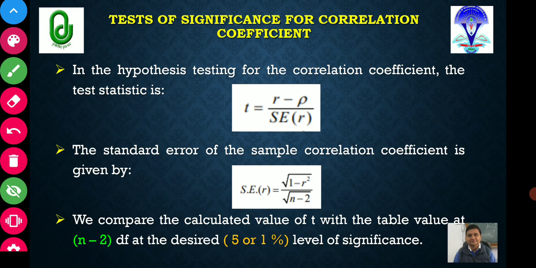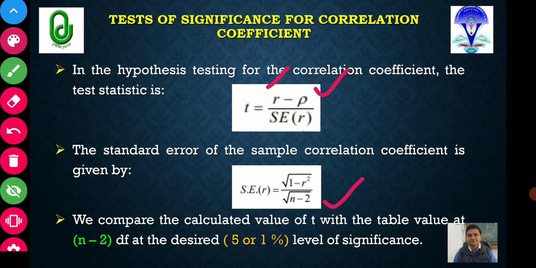Now this is the way we are testing the significance. In this hypothesis testing of the correlation coefficient, the test statistic is t equals r minus rho. R minus rho means sample correlation minus population correlation. You already have the population correlation, and you have the sample correlation that you calculated from the formula. It is divided by the standard error of the correlation coefficient that you have estimated. What is the formula for the standard error of the correlation coefficient? The standard error of the correlation coefficient is the square root of 1 minus r square divided by n minus 2. What is n minus 2? N minus 2 is the degree of freedom.